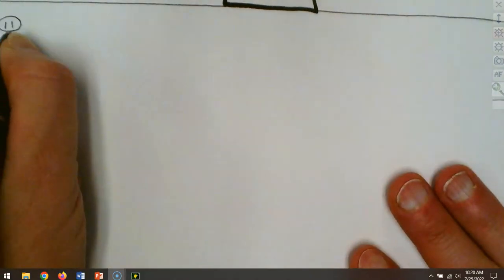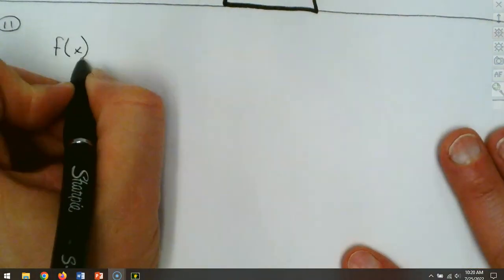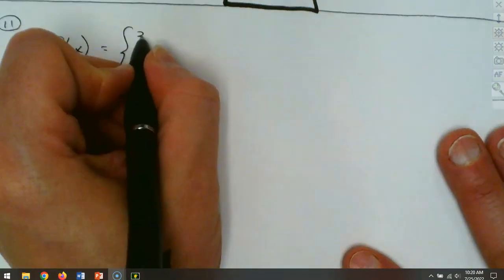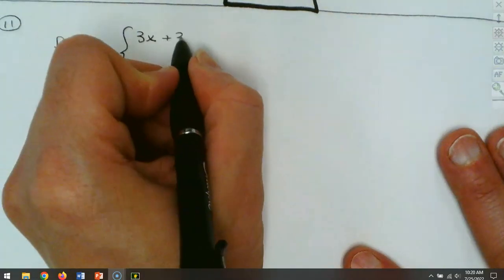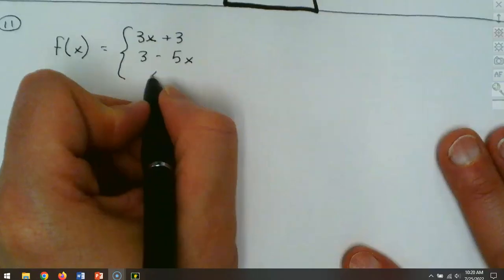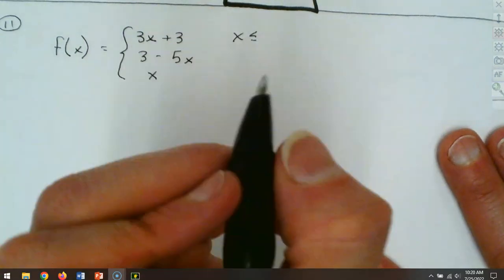Okay. 11 and 12 I picked because these are piecewise defined functions. And I don't think we really completely covered these. Now, what this is, is a function that's got different levels on it. And they've got a condition that tells you which level to use. And question 11, all we have to do is plug in the number 6 into the correct level.